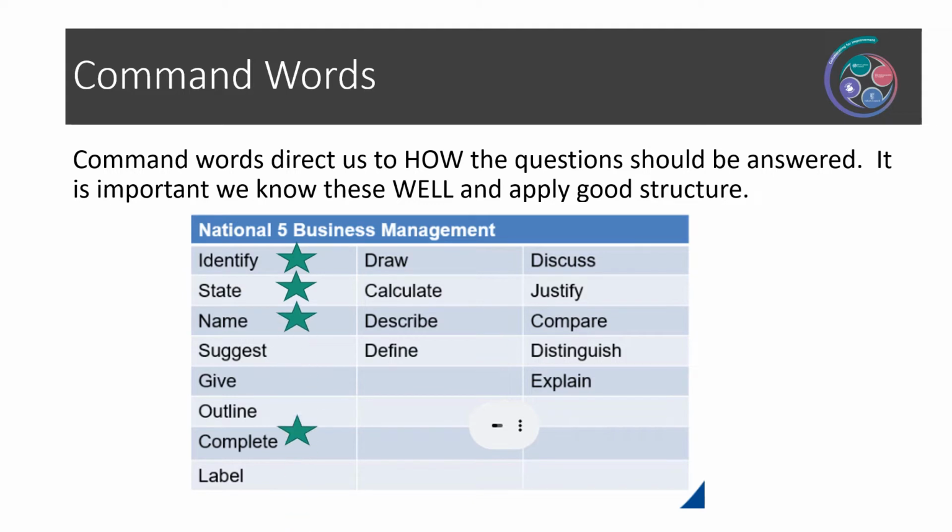So the command words with the green stars are all very similar. Identify, state, name, suggest, and give. We'll run over these in a minute.